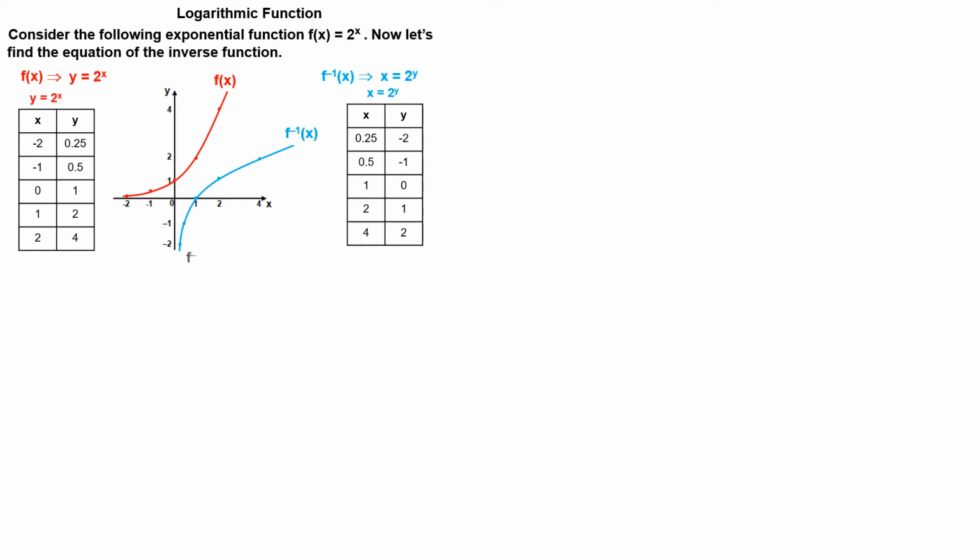The inverse function of f is called the logarithmic function with base 2, and we write it in this form. We can read it as y equals the logarithm in base 2 of x, or y equals logarithm with base 2 of x, or y is the logarithm of x to the base 2. Anyway, logarithms are defined to be the inverse of exponentials.